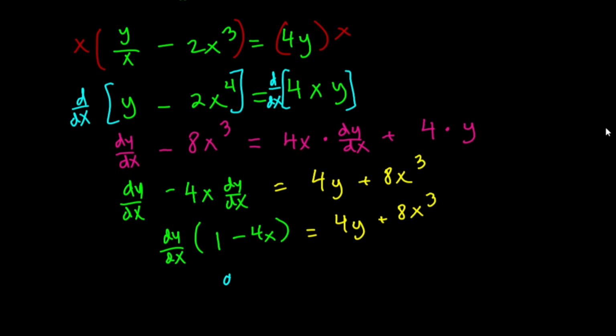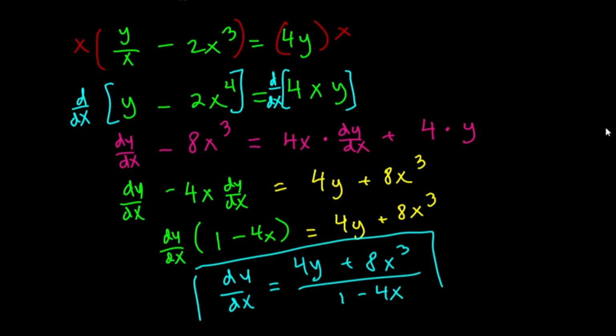And the final step is to solve for dy dx by dividing by the factor next to it. So we'll get 4y plus 8x cubed divided by 1 minus 4x. Now, if you had done this problem the original way, without clearing that denominator x first, and you use the quotient rule, you will have gotten an expression that looks a bit different than this one, but it is equivalent and is possible to manipulate one into looking like the other.